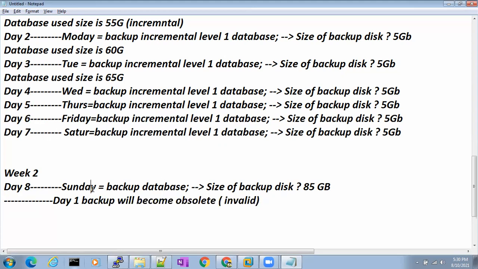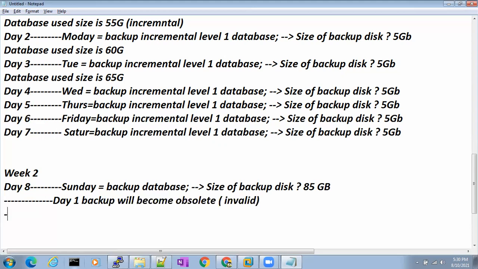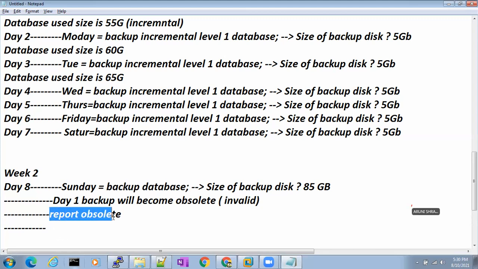So while running every Sunday backup, what we have to do is cross check backup, or report obsolete. We have to run this report obsolete, and we also should include this command along with it. We also should include report obsolete. After report obsolete, what should we do? We have to include one more command.